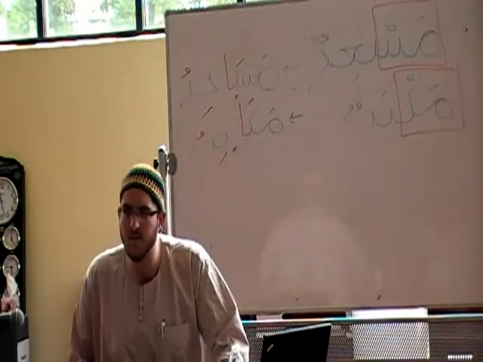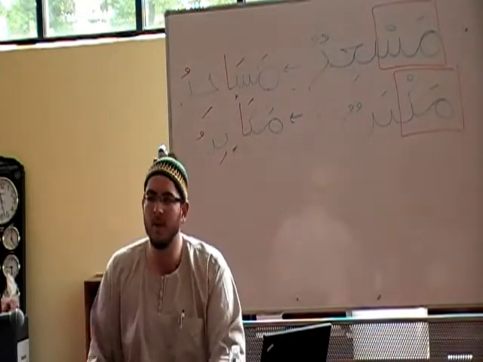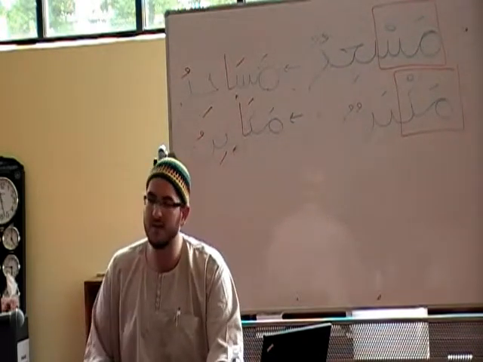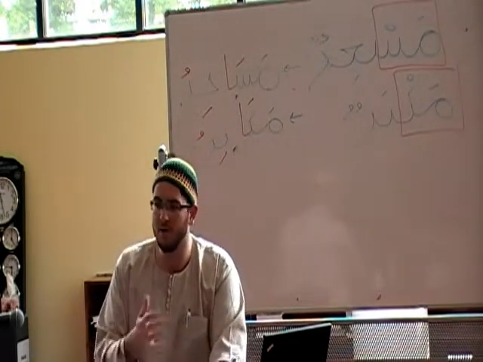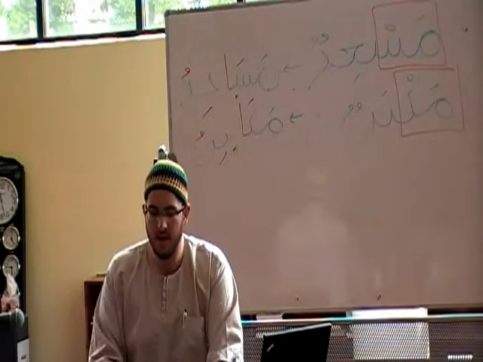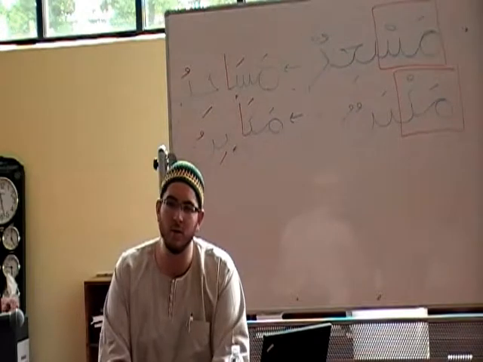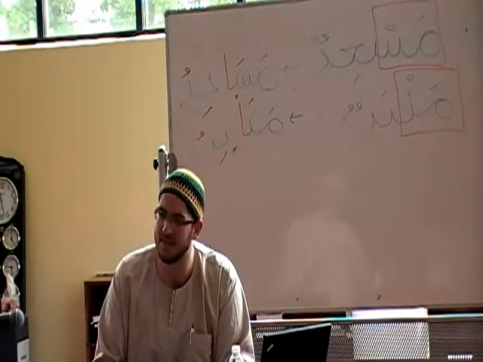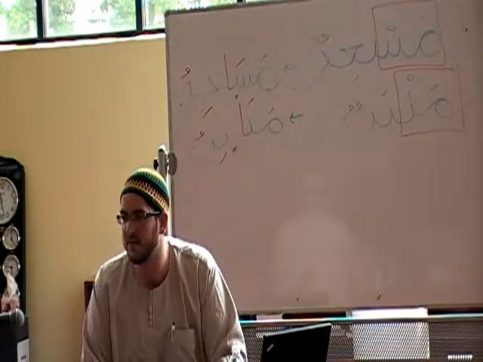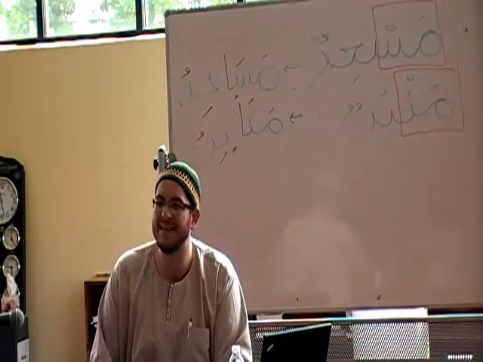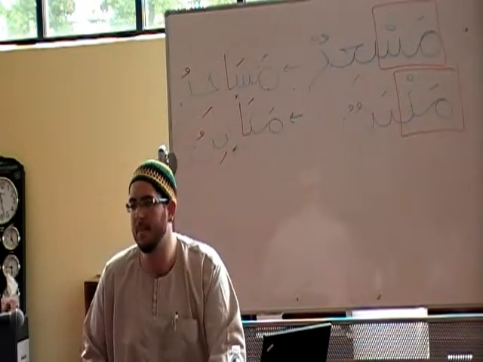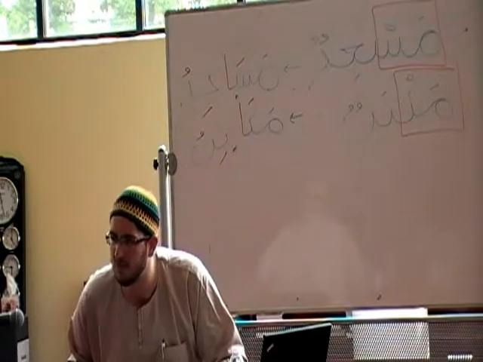So walad, what's the dual of walad? Waladan. And now what's the female, what's a daughter? What's the word for daughter, which we've learned in the past? We have the plural here, which is banat. So you would think that the single would be banat, right? Something simple like that. Unfortunately, it's not the case. So the actual word is bint. Bintun. Right? Bint.